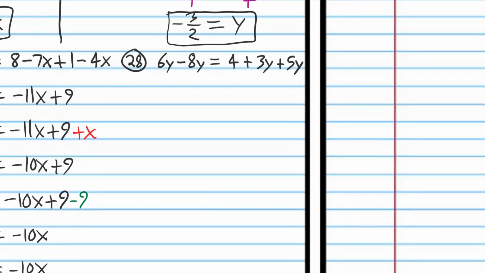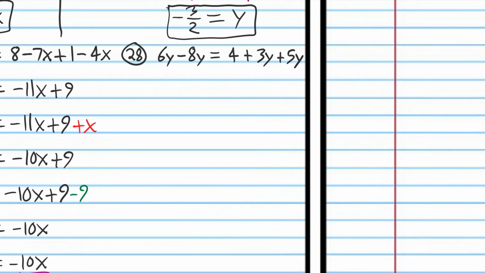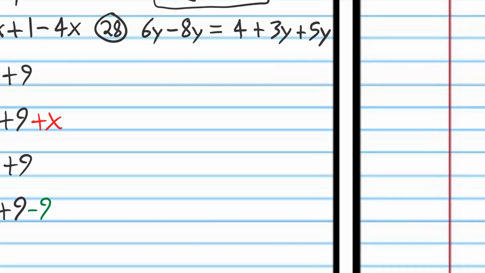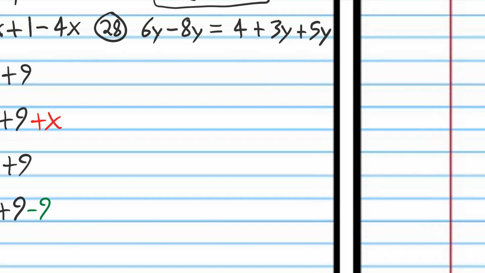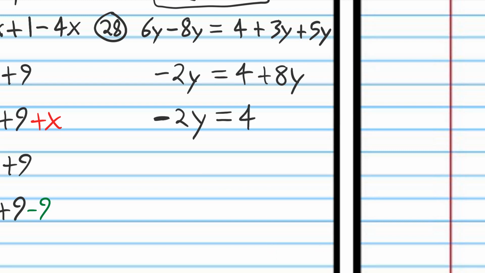Alright, so try number 28, and when you come back, we'll do it together. Alright, we're back. 6y minus 8y is -2y. And 3y plus 5y is 8y. And we're done simplifying both sides of the equation. So we're going to go ahead and rewrite because we're about to perform an operation on both sides of the equation.